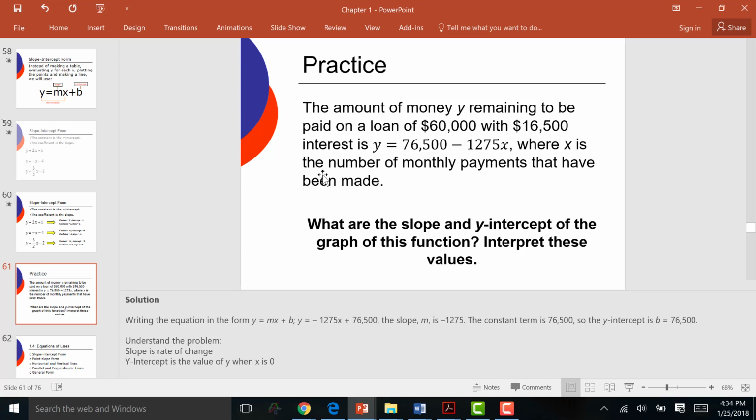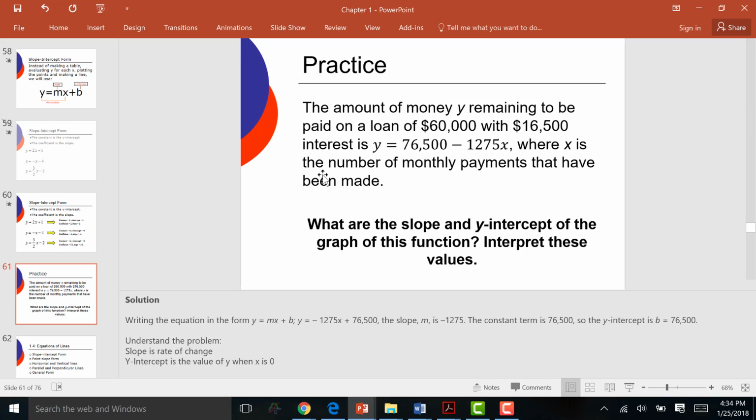Again, we got to make sure we understand the problem. What is Y? What's left of the remaining to be paid on the loan. Okay, so let me make sure we understand. You made 5 payments. Do you still owe them some money? Yeah. So if I subtract those 5 payments, will that tell me how much money I still owe them? That's the remaining amount of money you still owe the bank.